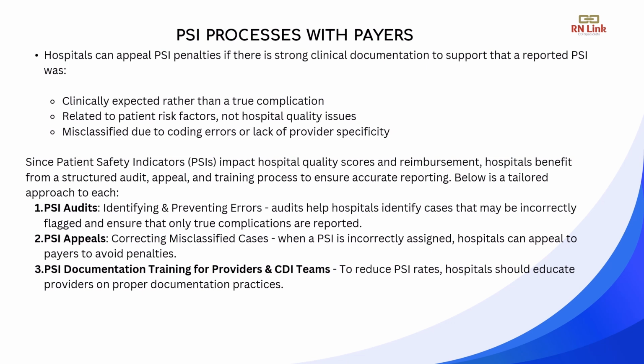Since patient safety indicators impact hospital quality scores and reimbursement, hospitals benefit from a structured audit, appeal, and training process to ensure accurate reporting. Below is a tailored approach to each. 1. PSI audits, identifying and preventing errors. Audits help hospitals identify cases that may be incorrectly flagged and ensure that only true complications are reported. 2. PSI appeals, correcting misclassified cases. When a PSI is incorrectly assigned, hospitals can appeal to payers to avoid penalties.